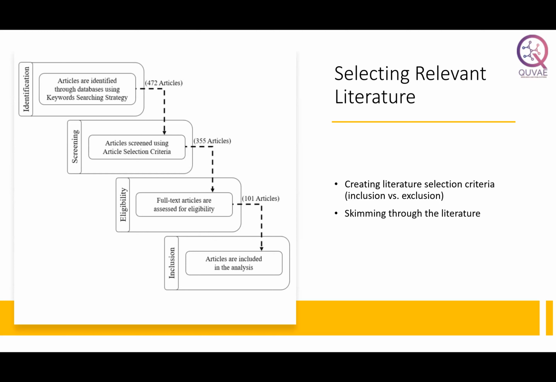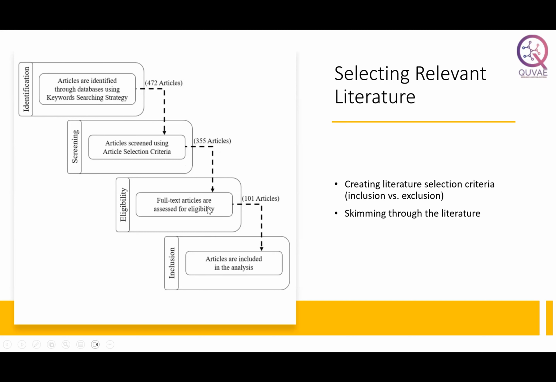And then you have to skim through this literature, which is a multi-stage process. For example, this is an example from my previous systematic literature review. Initially, when I first searched through the keywords, I got 472 articles. Then, after screening with the inclusion and exclusion criteria, it went down from 470 to 355 articles.